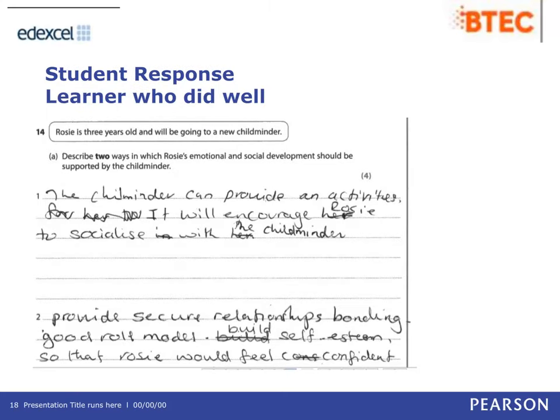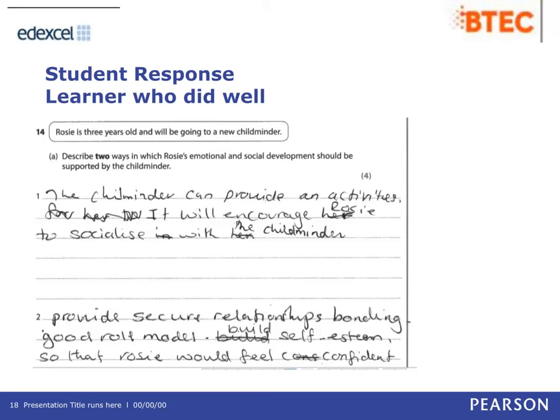This is an example of a response for question 14A, which has been awarded 3 marks. In the first example, the learner has been awarded 1 mark. Although the learner has identified that the child can be provided with activities, they have not been specific in providing age-appropriate play that relates to promotion of emotional and social development. 1 mark has been awarded for encouraging socialization.